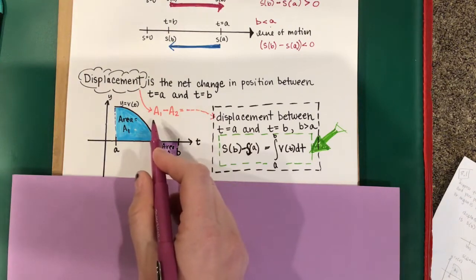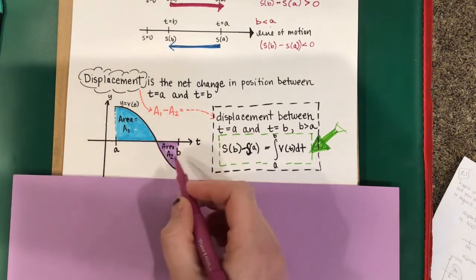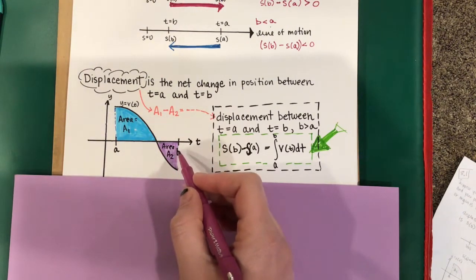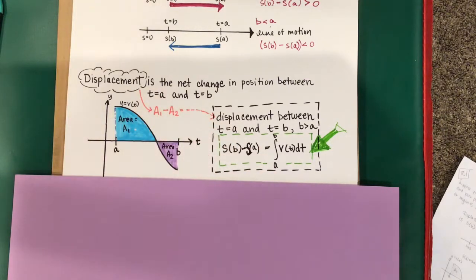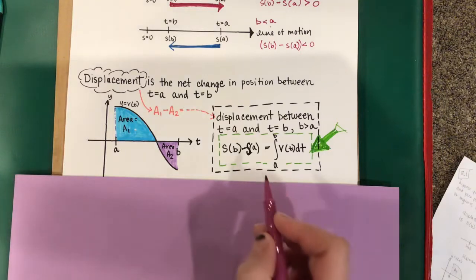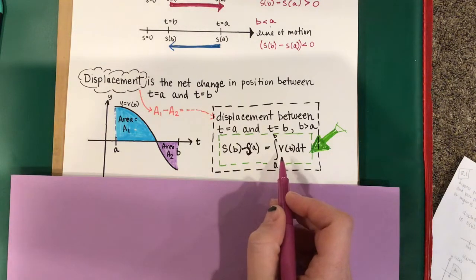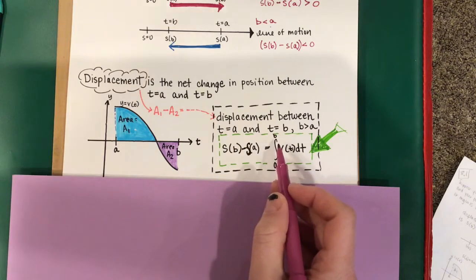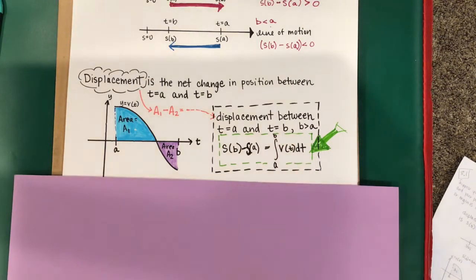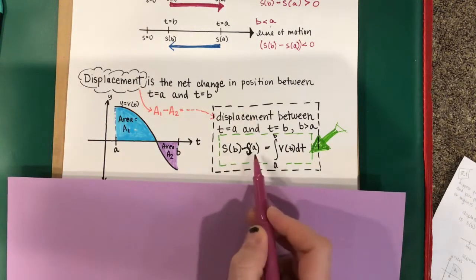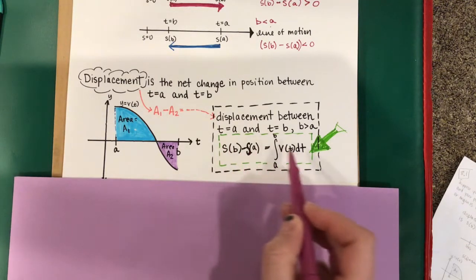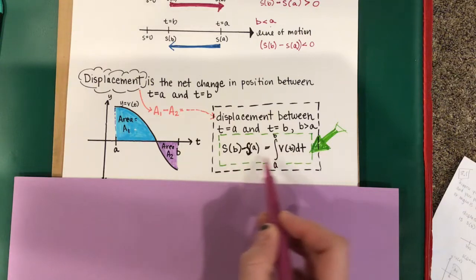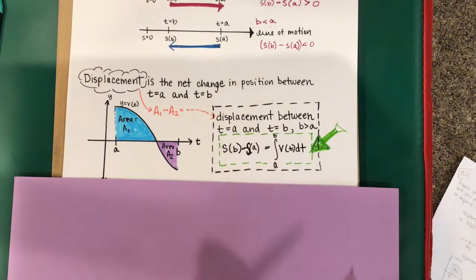So my positive area, and then this is my negative area, but I'm just looking for that net change. So I'm okay with my signed areas. And so when we're looking for our displacement, we're looking for the velocity between A and B. Now, our displacement is telling us that these are, in fact, equal. This is what we need to know.